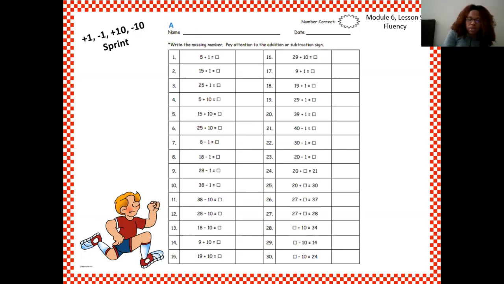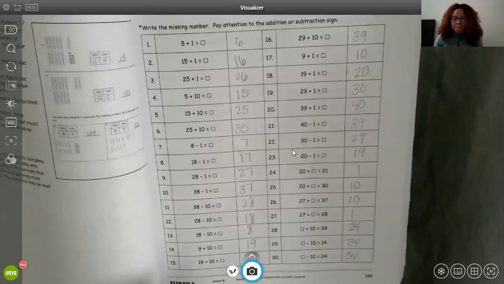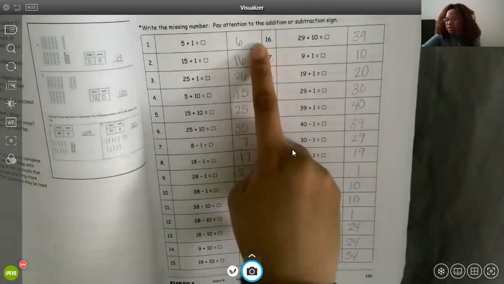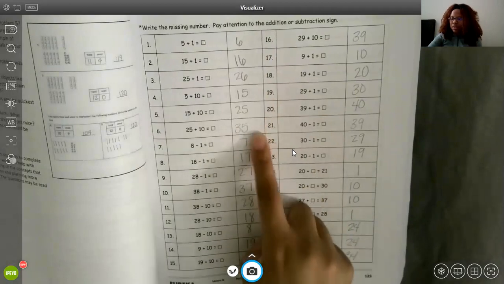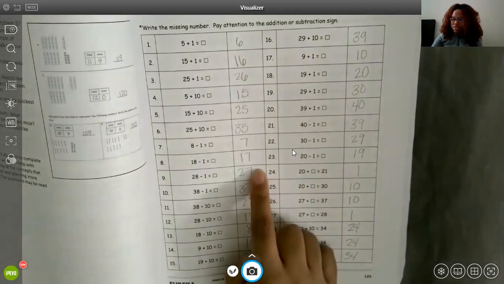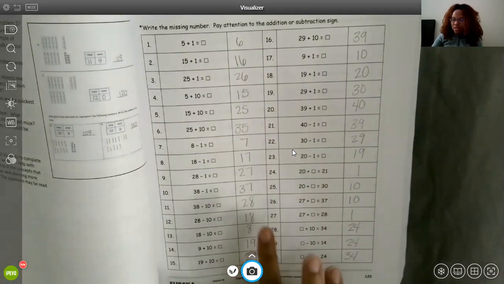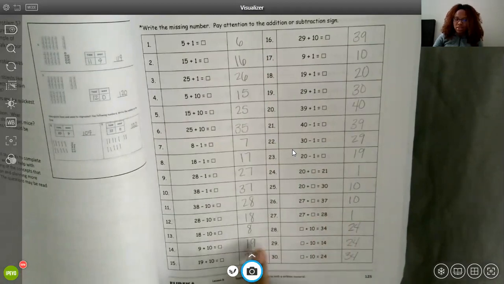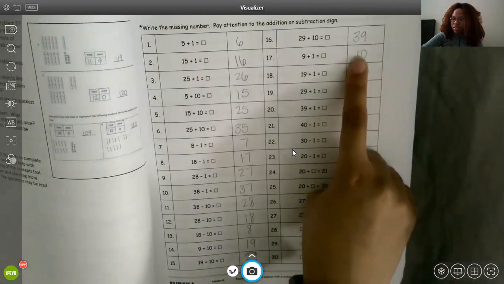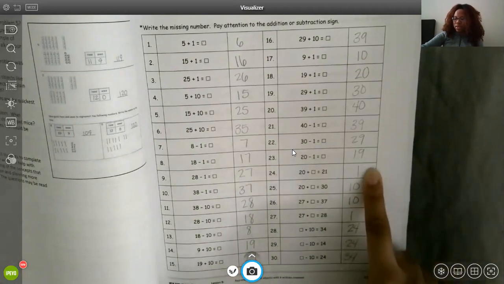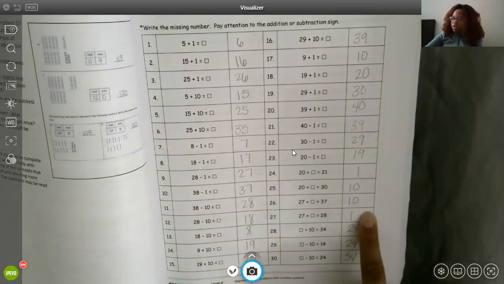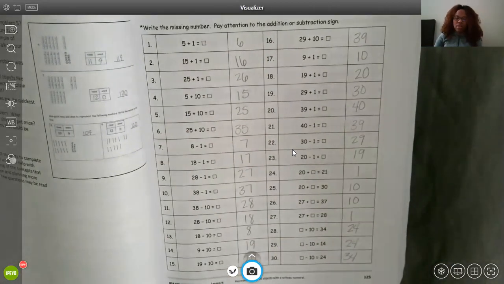All right, that's our time. Let's go ahead and go over our answers together, starting from number 1 and working our way down. So we have 6, 16, 26, 15, 25, 35, 7, 17, 27, 37, 28, 18, 8, 19, 29, 39, 10, 20, 30, 40, 39, 29, 19, 1, 10, 10, 1, 24, 24, and 34.